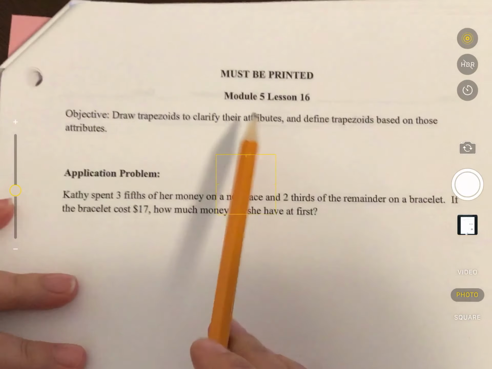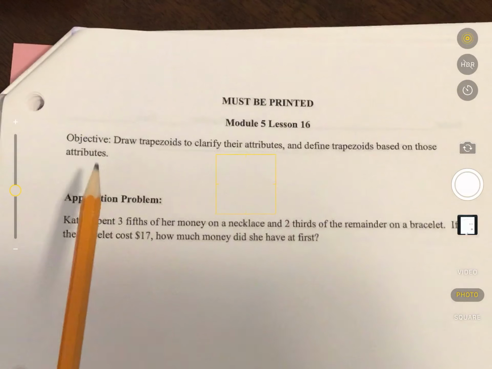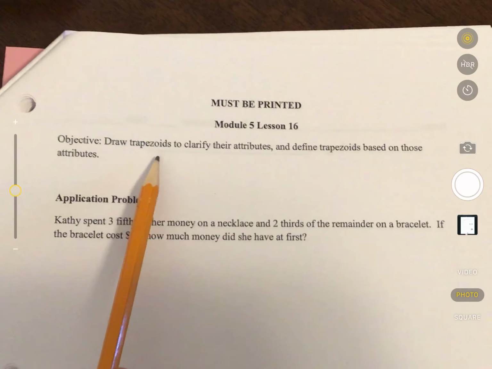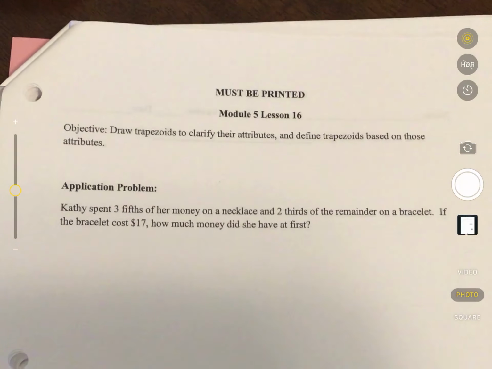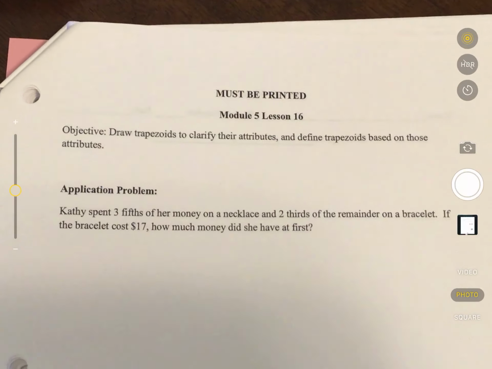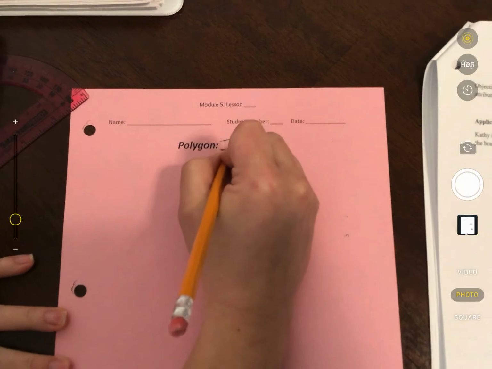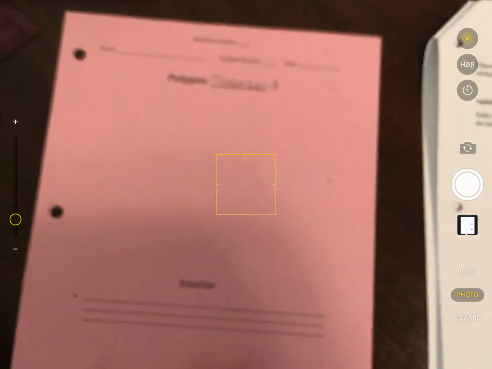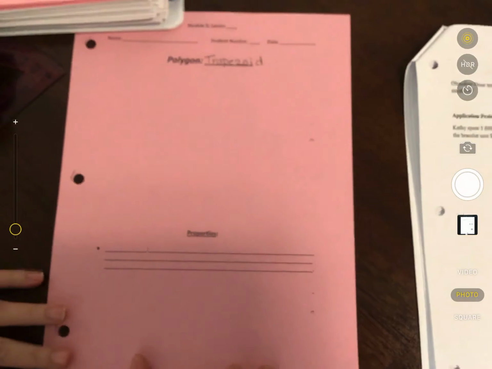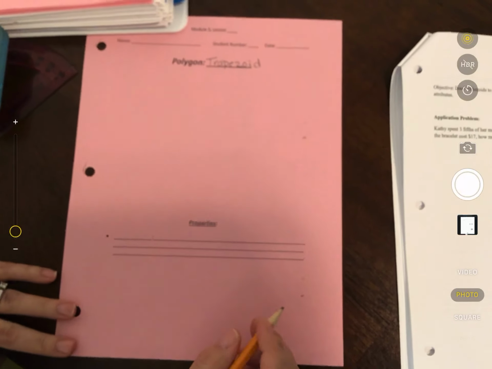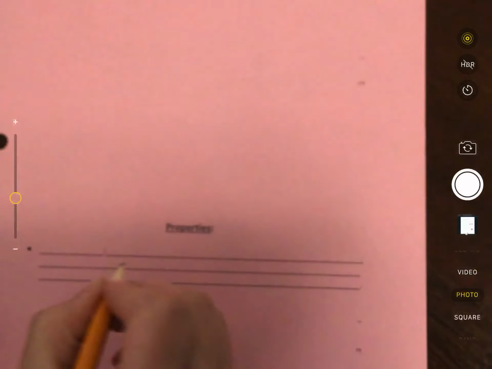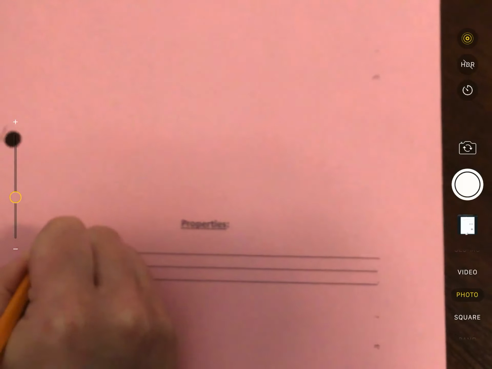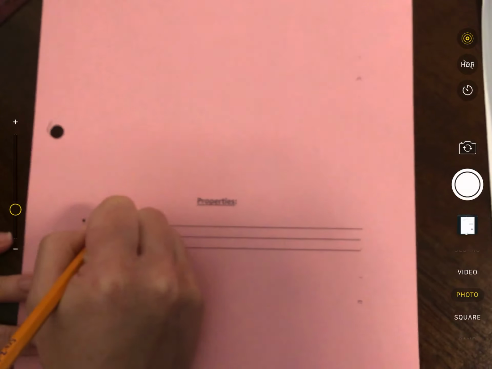Okay. So we are on Module 5, Lesson 16 today, and our objective is to draw trapezoids, to clarify their attributes, and define trapezoids based on those attributes. So the type of polygon we're talking about today is a trapezoid. Before we can start drawing it, we need to define it. We need to know what a trapezoid is so we know how to draw it correctly.